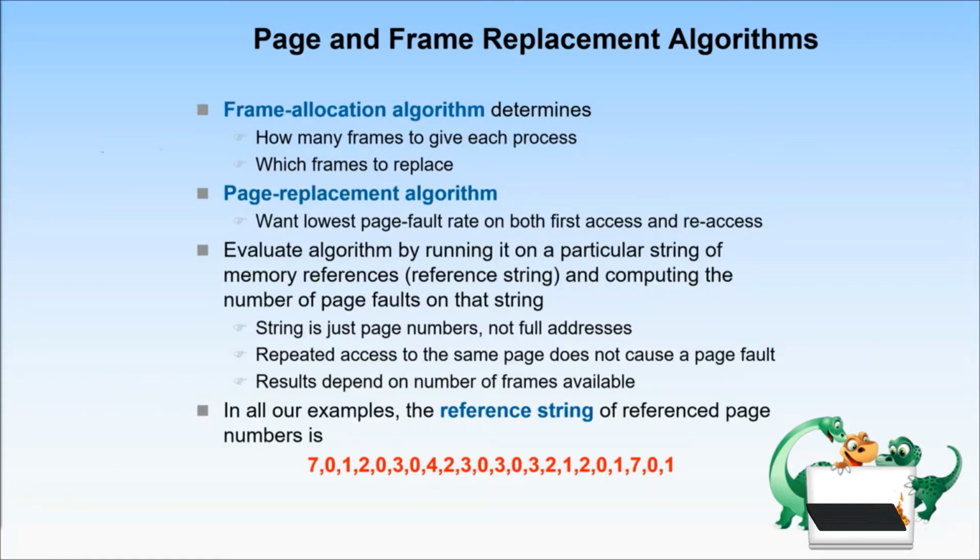Alright, so the overall goal in selecting and tuning these algorithms is to generate the fewest number of overall page faults. So the algorithm that gives us the lowest page fault rate would be considered the optimum algorithm. Because disk access is so slow relative to memory access, even slight improvements to these algorithms can yield large improvements in overall system performance.